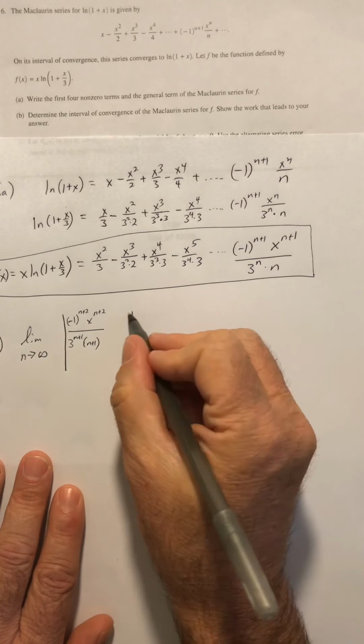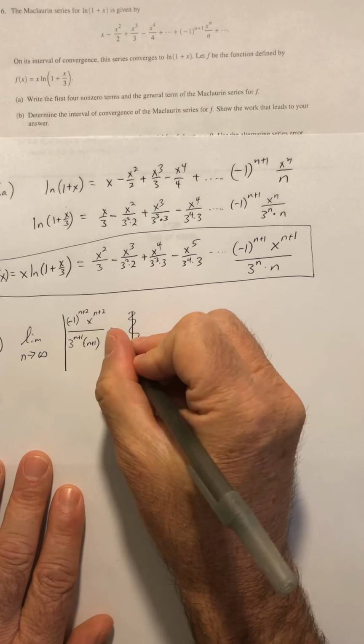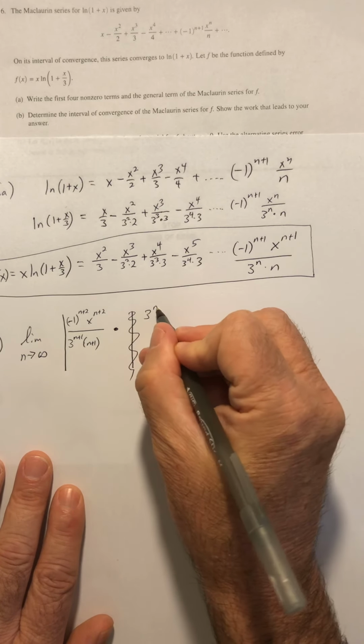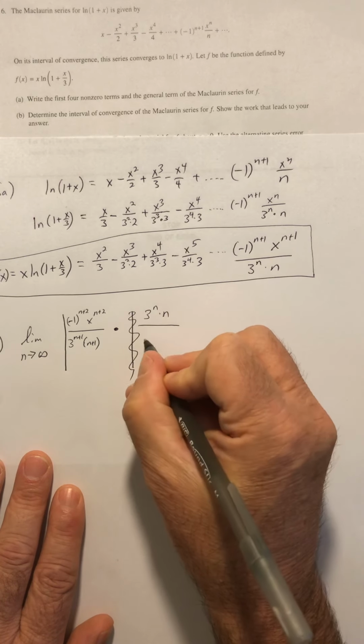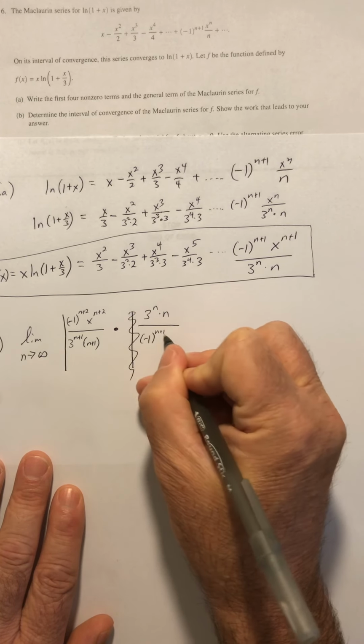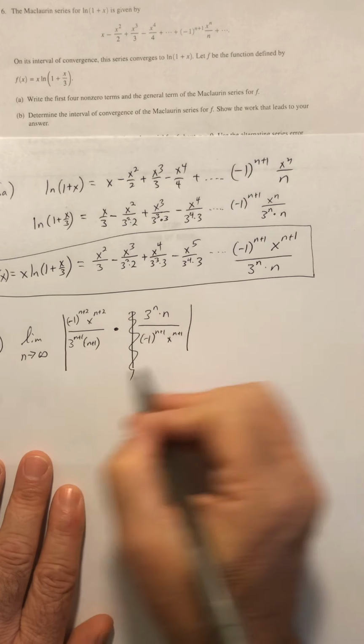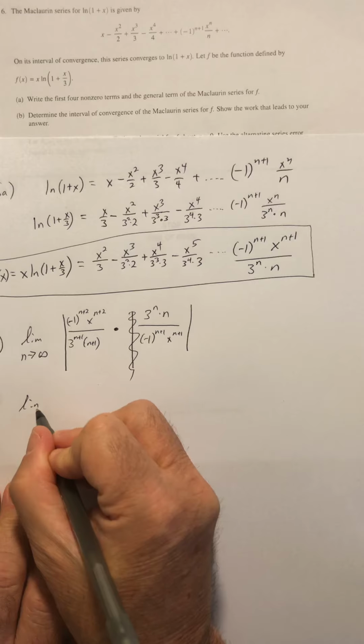All right, I'm going to make a little more room here. Okay, then I want to divide by the nth term. I'm going to multiply by the reciprocal, so that's going to look like 3 to the n times n over negative 1 to the n plus 1, x to the n plus 1. And I want to evaluate this. A couple things to notice.